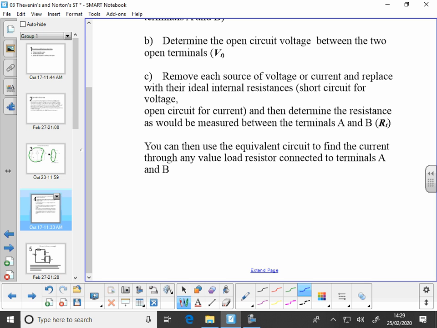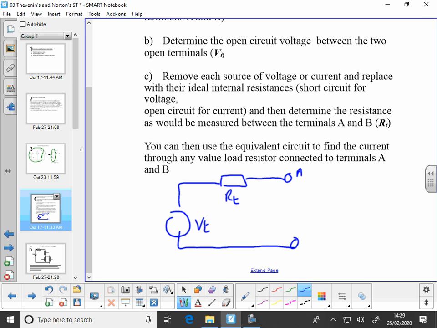So that would be Vt, the Thevenin's voltage, and Rt, the Thevenin's resistance. There are our two terminals, A and B, and we can connect any load resistor of any value and analyse what the current, what the power would be, and what the voltage at the terminals was for that load.